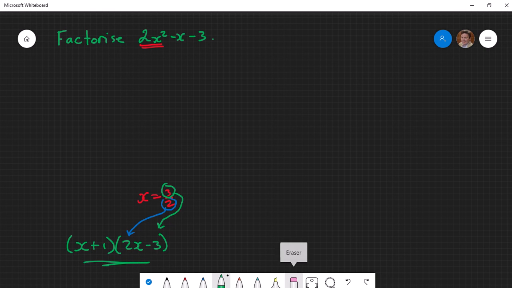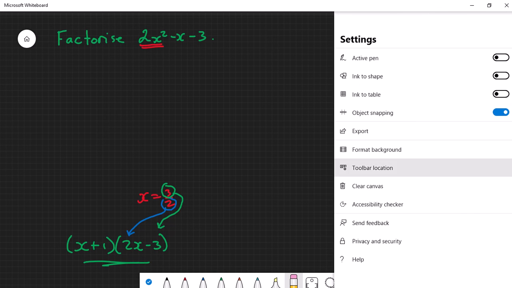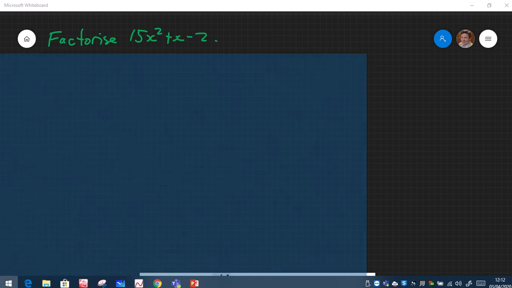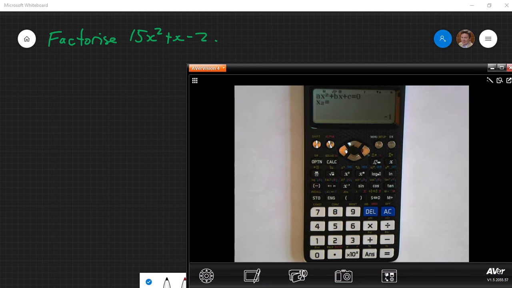Okay, so let's try a different question. Let's try factorize 15x squared plus x minus 2. Okay, calculator time. So let's go back to the calculator. Let's put in this time 15, 1, negative 2. The answers we get are 1/3 and minus 2/5.